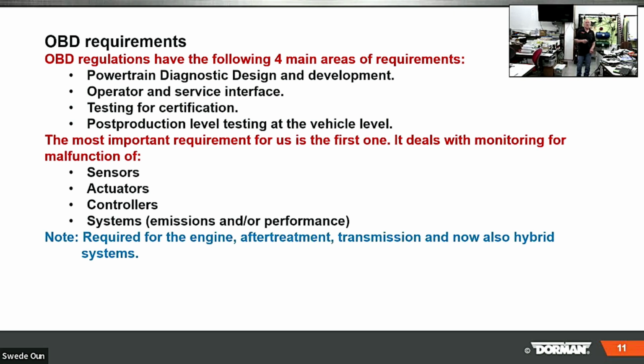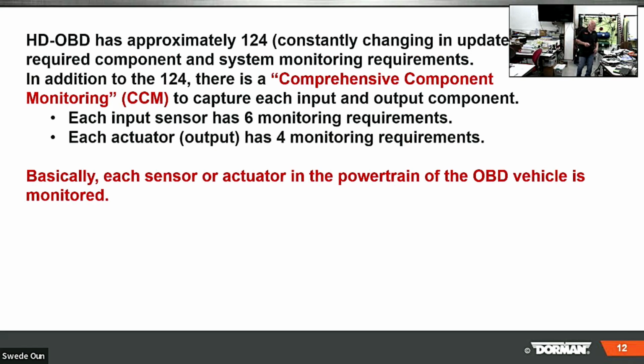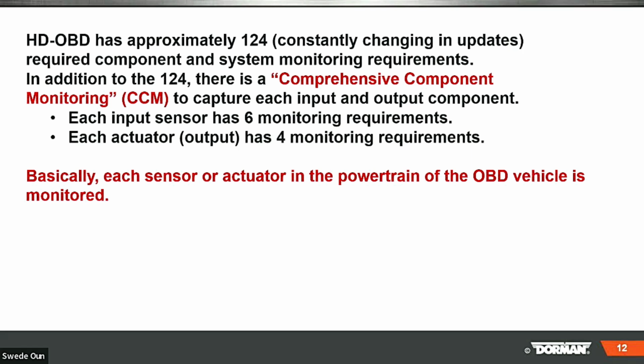Okay? So a certain section of the requirements I buzz right through whenever I do the research. You know what? I'm not the guy doing the engine manufacturing. I'm more interested in what pertains to me. Okay? So heavy duty has approximately 124 constantly changing required component system monitoring requirements, of course, as I mentioned with the changes. In addition to the 124, there is comprehensive component monitoring.